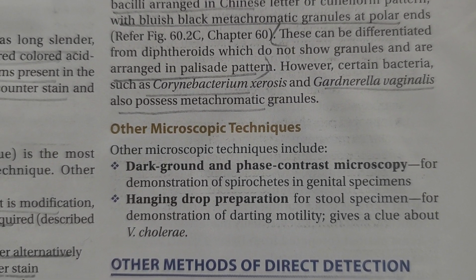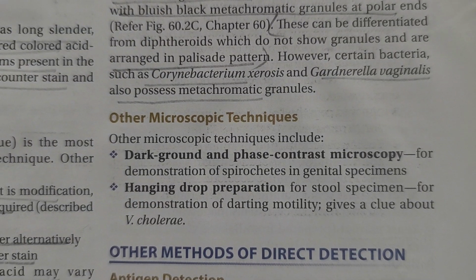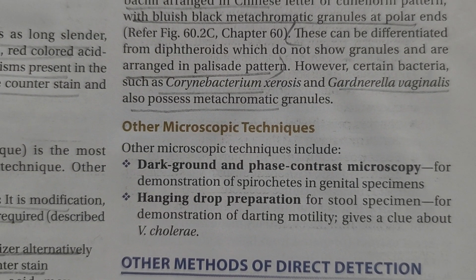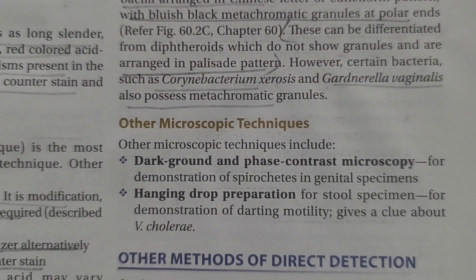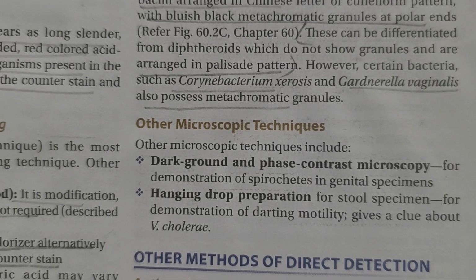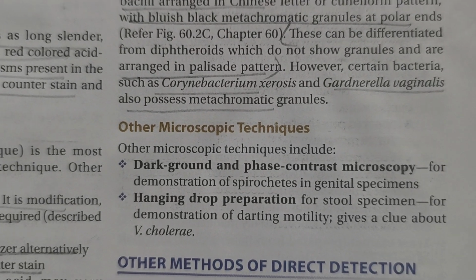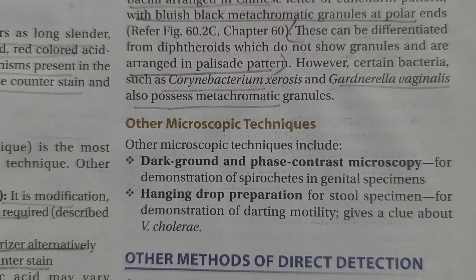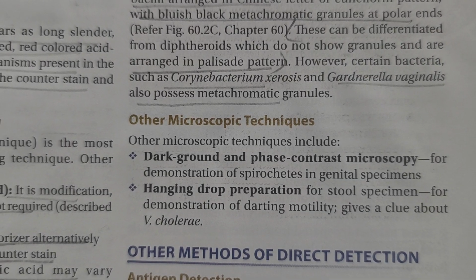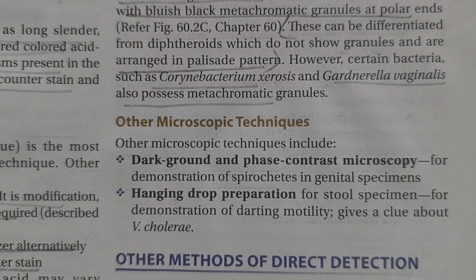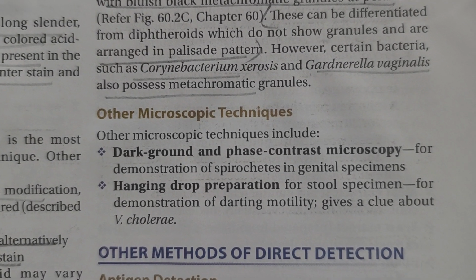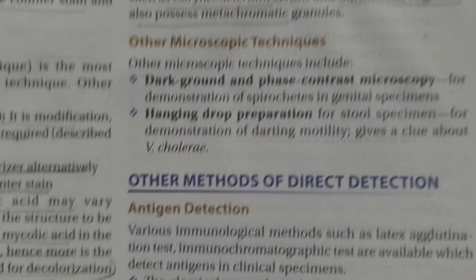This can be differentiated from diphtheroids, which do not show granules and are arranged in palisade patterns. However, certain bacteria such as Corynebacterium xerosis and Gardnerella vaginalis also possess metachromatic granules.